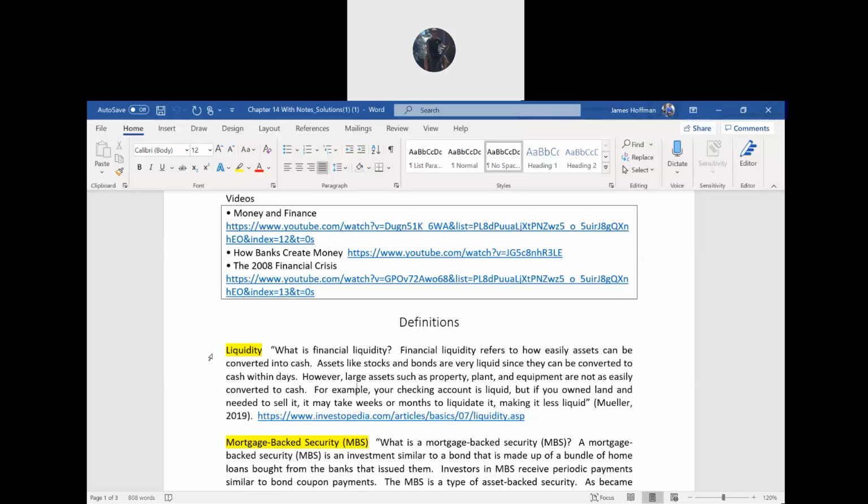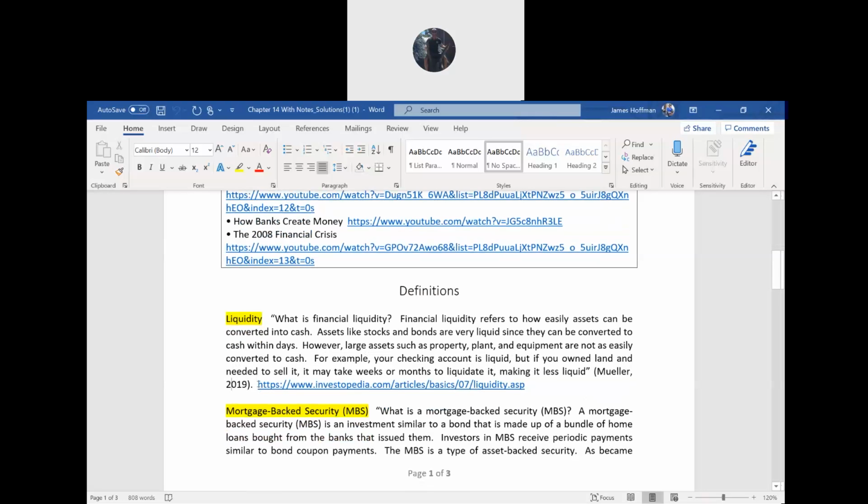Your checking account is liquid because you can go to the ATM right now and get cash. But things like land, again, you can sell it and it's worth a lot depending on the sticker price, but it takes longer to convert to cash. So basically, the quicker you can convert it to cash or currency, the more liquid. There's a little link to that article if you're interested.